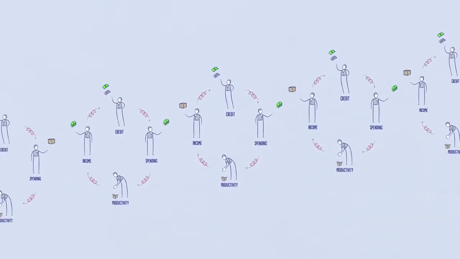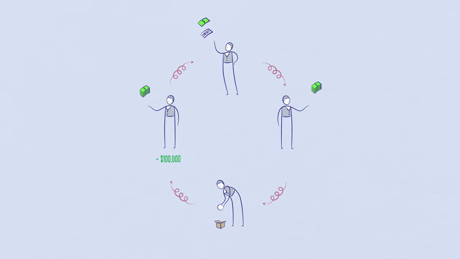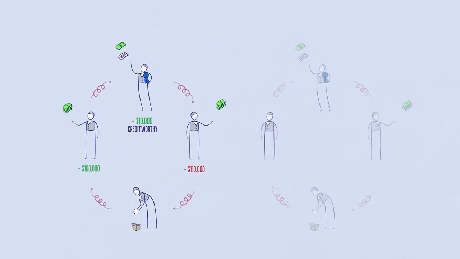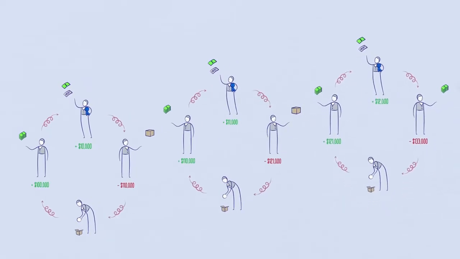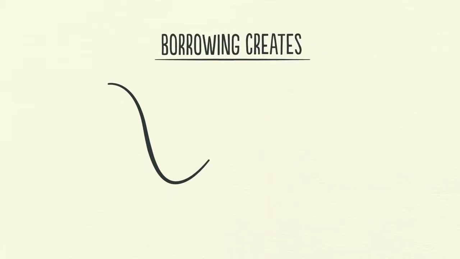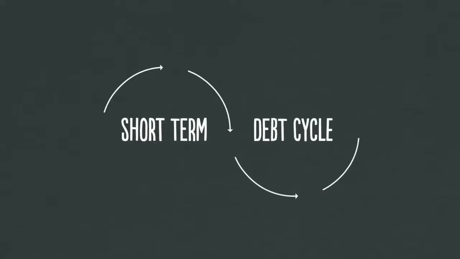In an economy with credit, we can follow the transactions and see how credit creates growth. Let me give you an example. Suppose you earn $100,000 a year and have no debt. You are creditworthy enough to borrow $10,000, say on a credit card. So you can spend $110,000 even though you only earn $100,000. Since your spending is another person's income, someone is earning $110,000. The person earning $110,000 with no debt can borrow $11,000, so he can spend $121,000, even though he has only earned $110,000. His spending is another person's income, and by following the transactions, we can begin to see how this process works in a self-reinforcing pattern. But remember, borrowing creates cycles, and if the cycle goes up, it eventually needs to come down. This leads us into the short-term debt cycle.